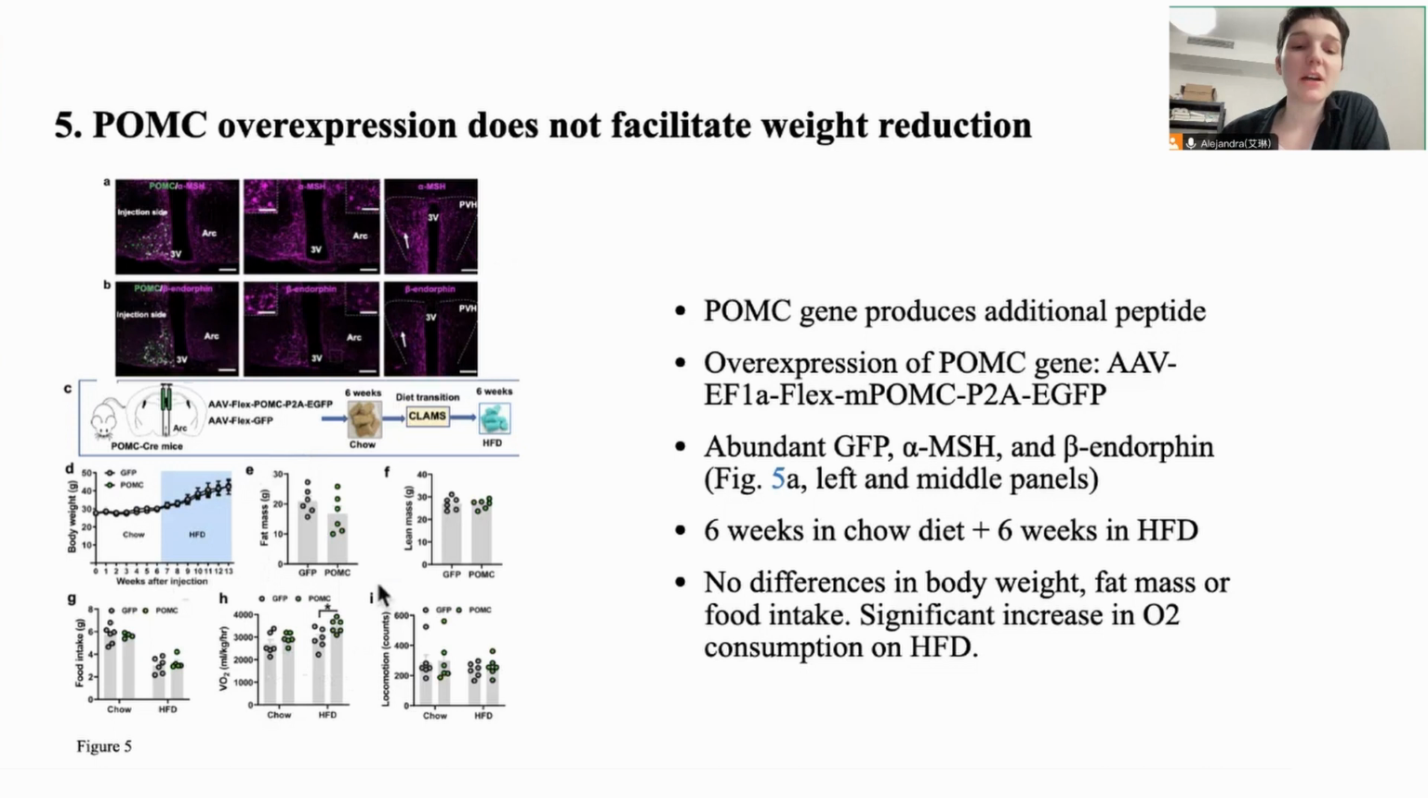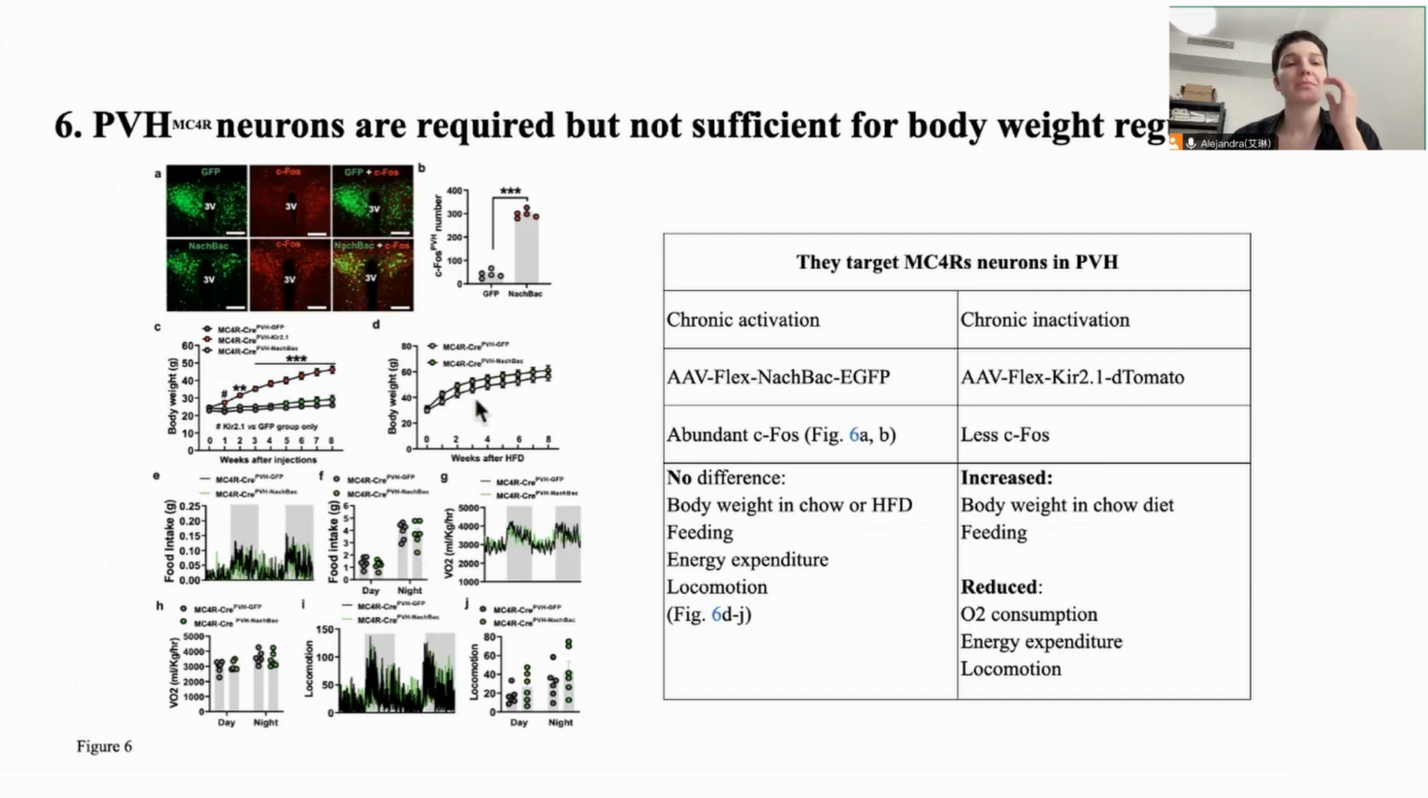So as we can see, POMC peptides in the arcuate POMC neurons fail to reduce body weight in chow or obesogenic high-fat diet conditions. Okay, so paraventricular hypothalamus MC4R neurons are required but not sufficient for body weight regulation.